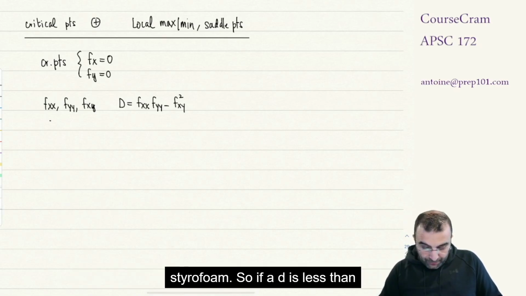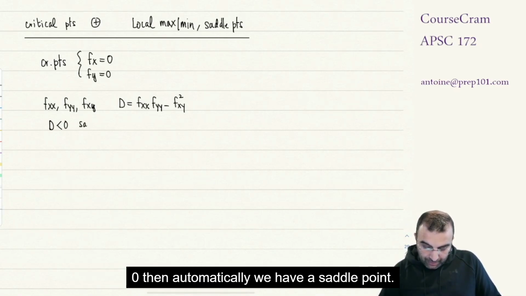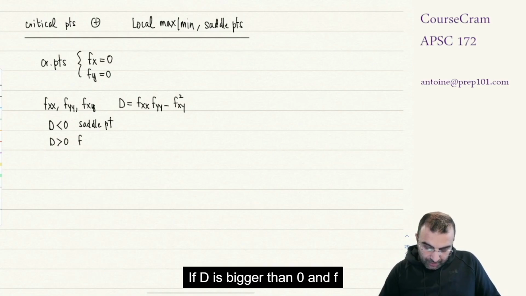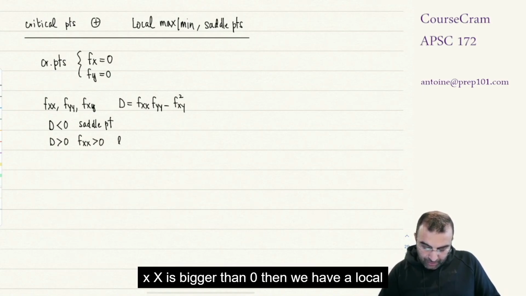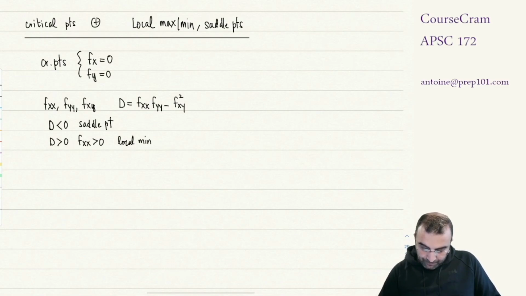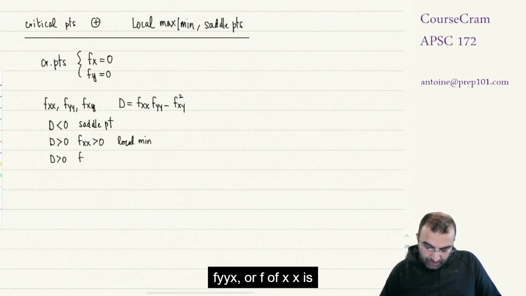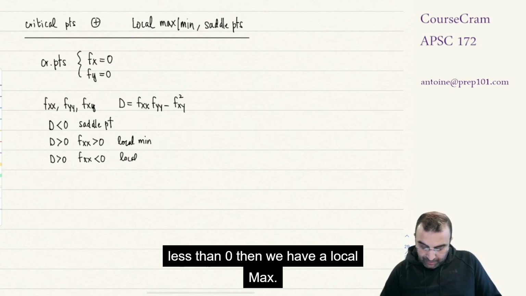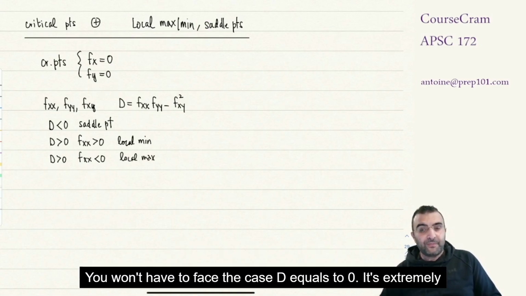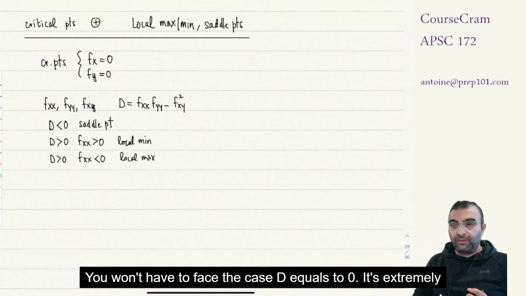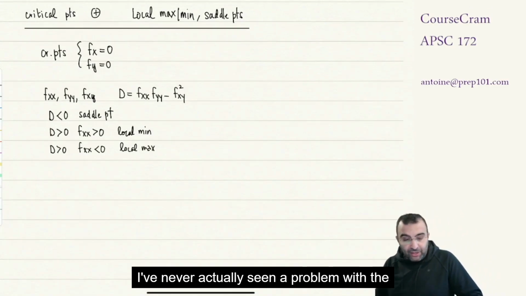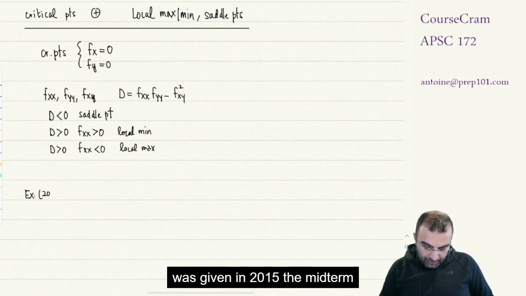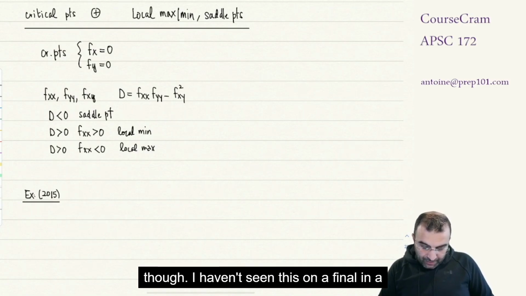Based on these, we decide whether we have a min, a max, or a saddle point. If D is less than 0, then automatically we have a saddle point. If D is bigger than 0 and f_xx is bigger than 0, then we have a local min. And if D is bigger than 0 and f_xx is less than 0, then we have a local max. You won't have to face the case D equals 0. It's extreme. I've never actually seen a problem with D equals 0. I'll give you the example that was given in the 2015 midterm. I haven't seen this on a final in a while.